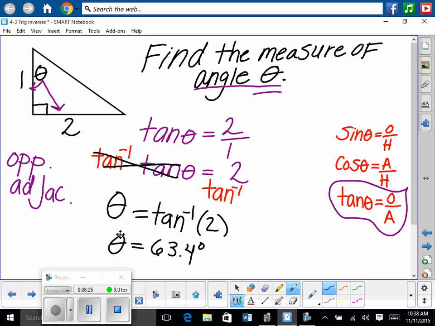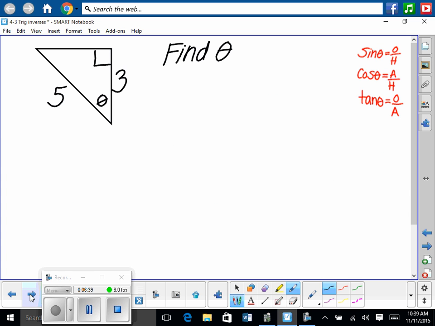Does that make sense? That is theta. Did we solve for theta? Yes. So that angle right here is, I don't need to put it in, I'm just saying, 63.4 degrees. Does everybody understand? Let's do one more. Okay, another one. It says find theta. Pay close attention. Are you all paying attention?